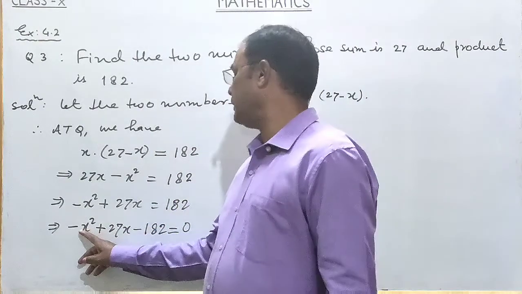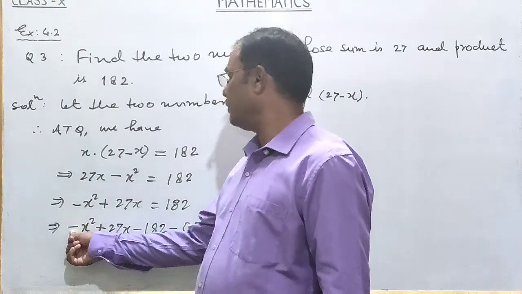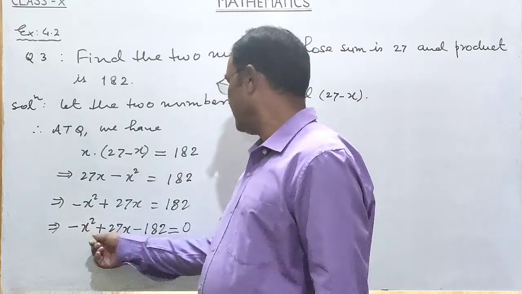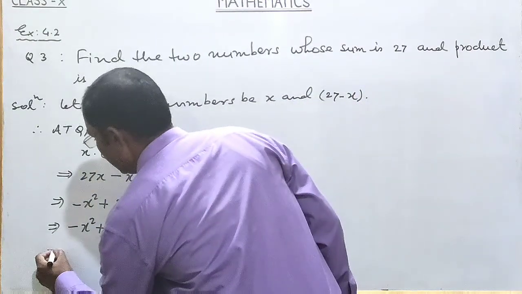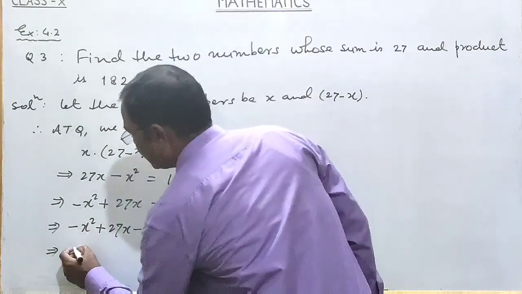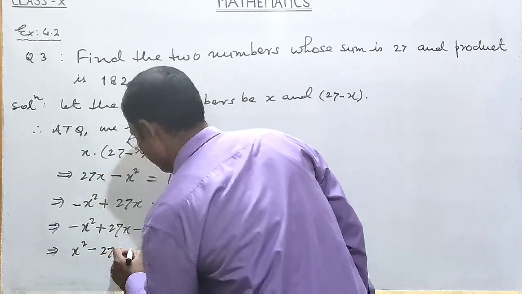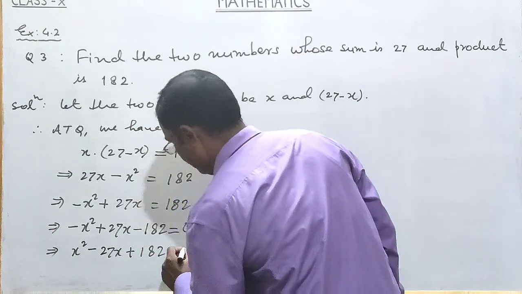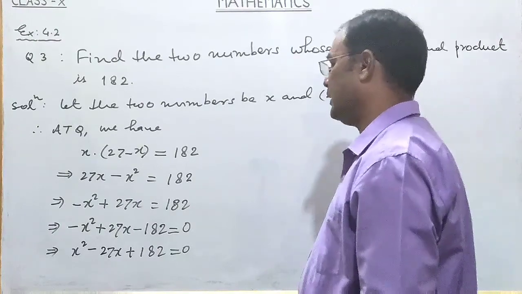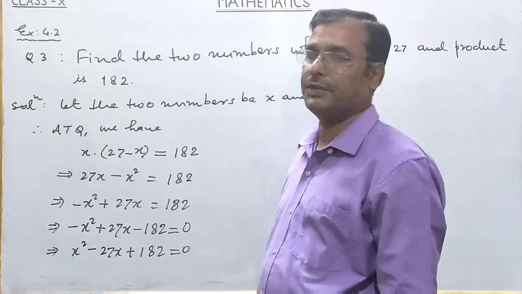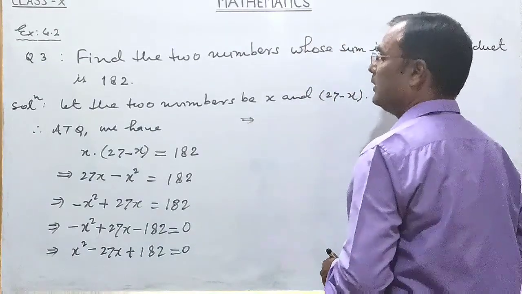Now see, the first term is negative. Square term of this quadratic equation is negative. To remove this negative sign from square term, let us multiply the whole equation by minus 1. And after multiplying by minus 1, we will get x square minus 27x plus 182 equal to 0. Now we have to solve this quadratic equation, x square minus 27x plus 182 equal to 0. So let us solve this quadratic equation and find roots of it.